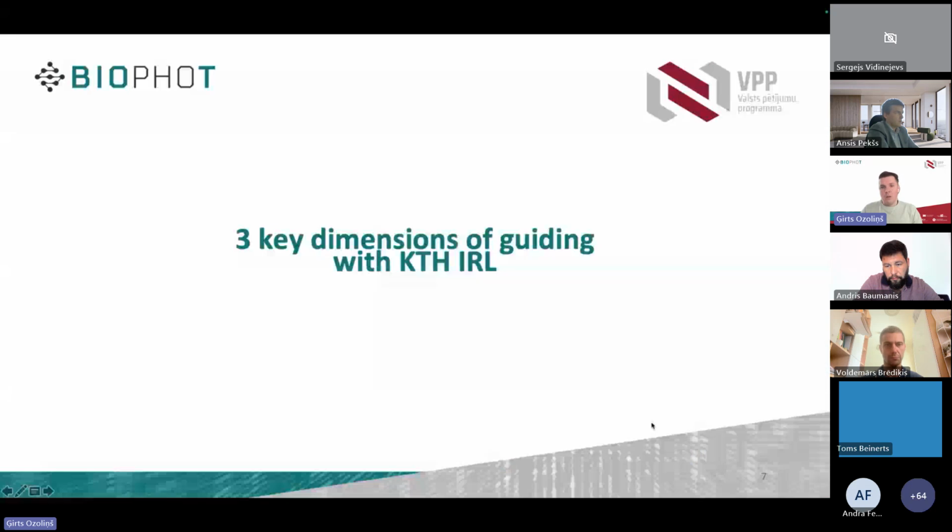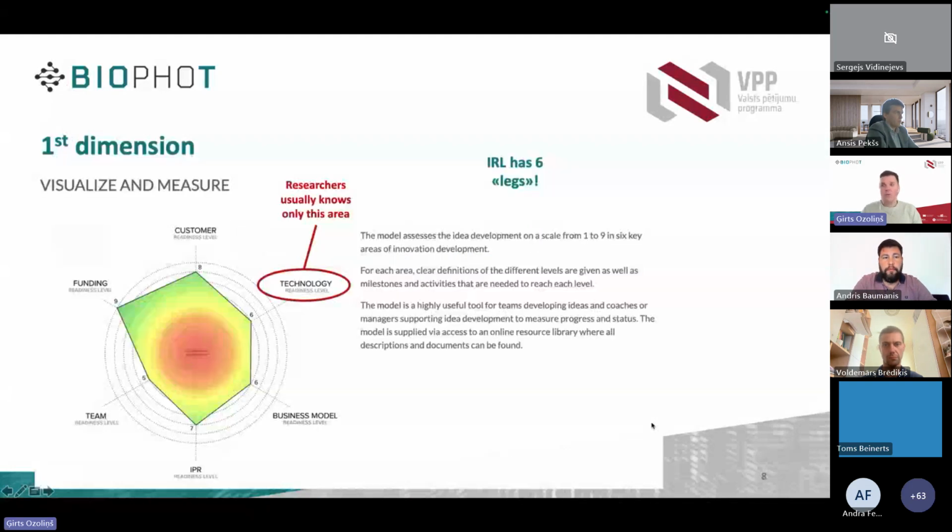And if we look more in depth at the KTH innovation readiness level, in general there are 3 key dimensions, as they say, of how we can be guided by the innovation readiness level. So the first one is to basically help visualize and measure where we are.